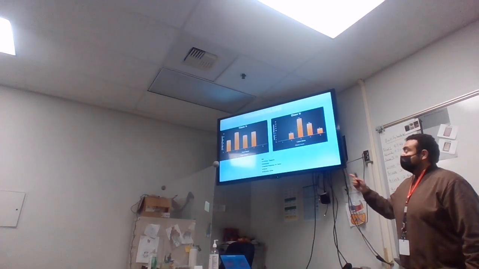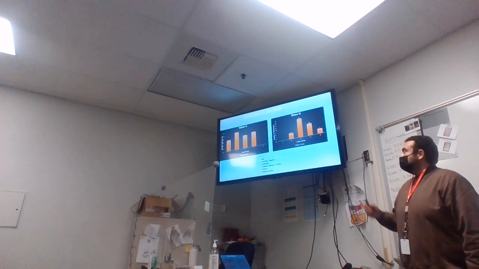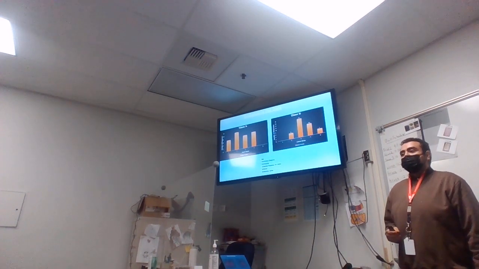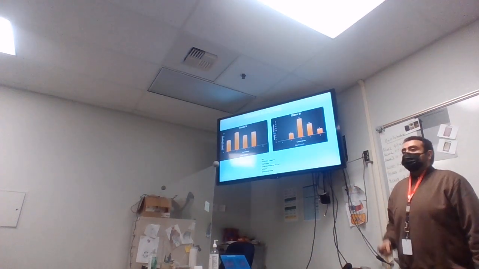So I gave students a survey. In the survey, I used the Likert scale. 1 represented strongly disagree, 2 disagree, 3 neither agree or disagree, 4 agree, and 5 strongly agree.